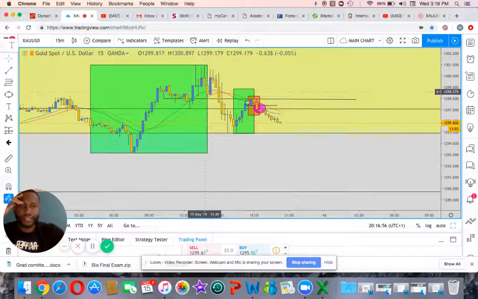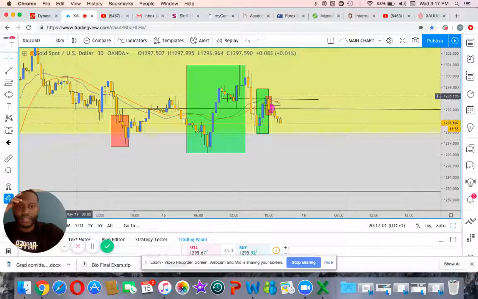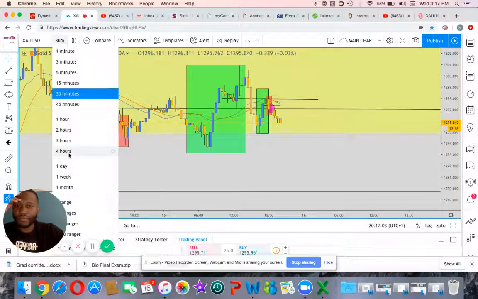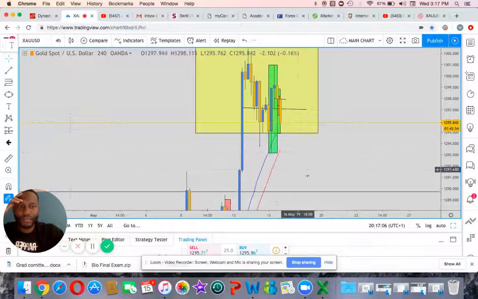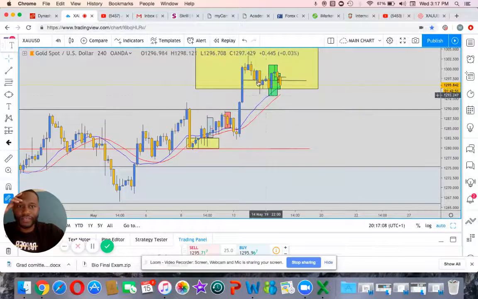As you can see, look at this, this stuff is going down. It's a lot of bearish momentum. Look at the 30s, a lot of bearish momentum. You can even look at the 4 hour. Look at the 4 hour. You see engulfings, bearish engulfings. Sellers are in the market.